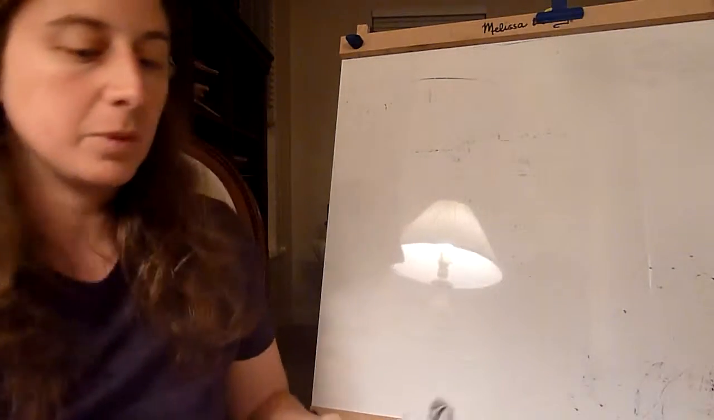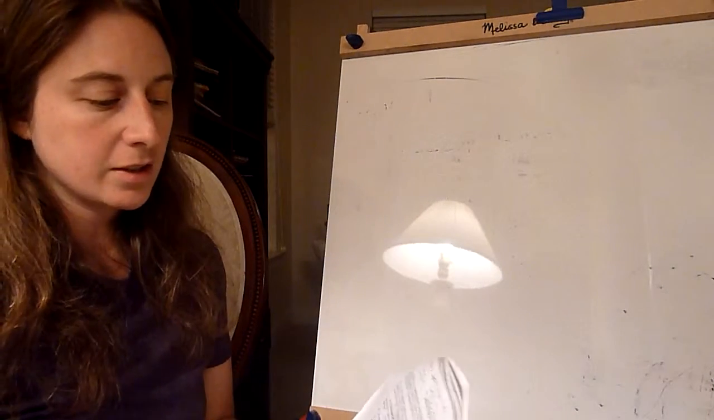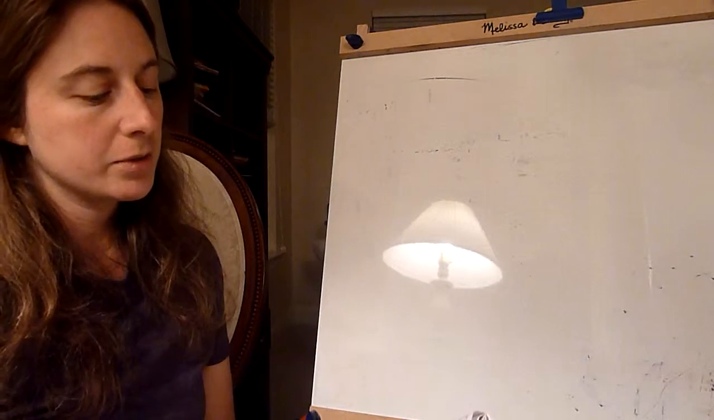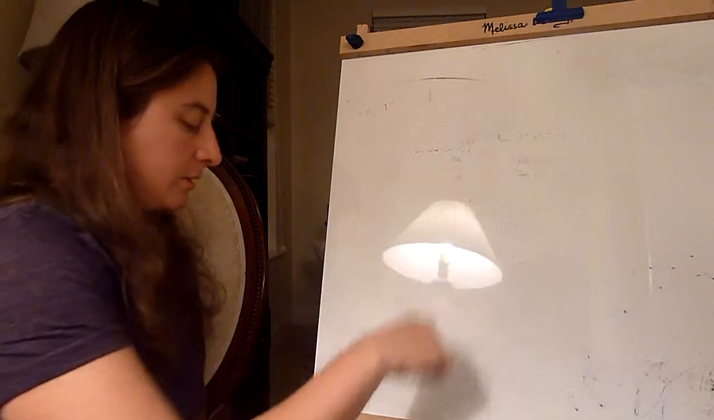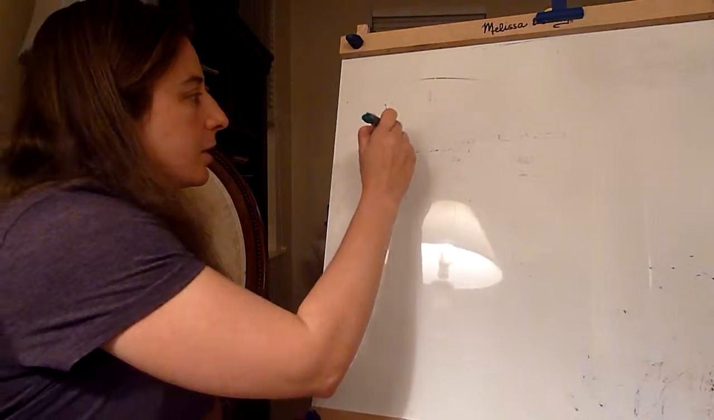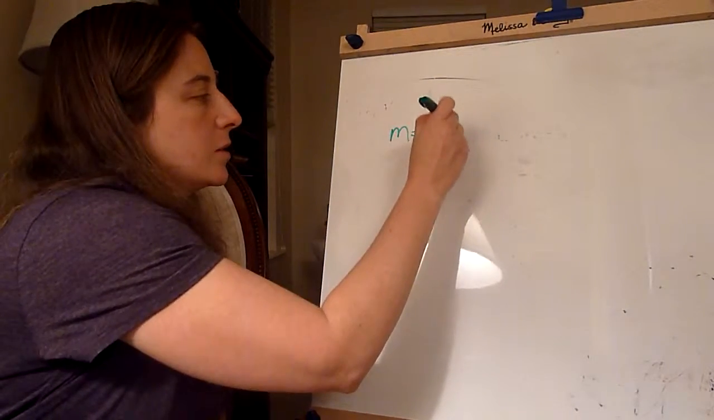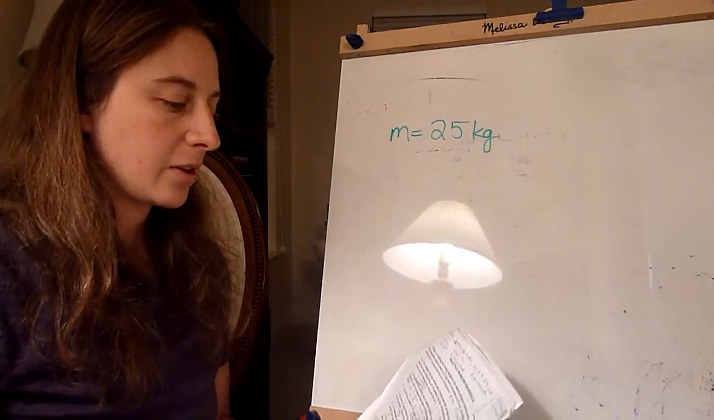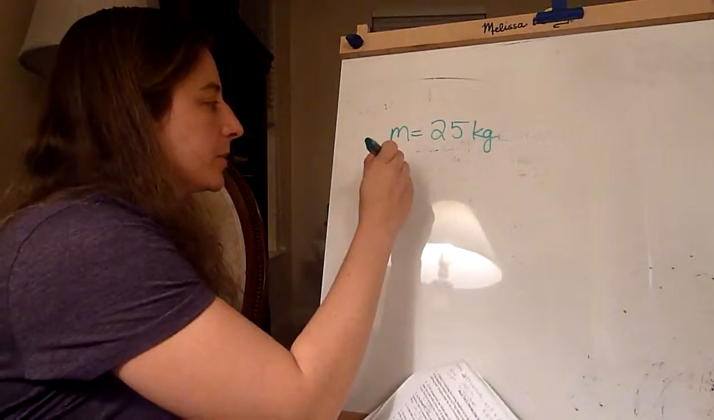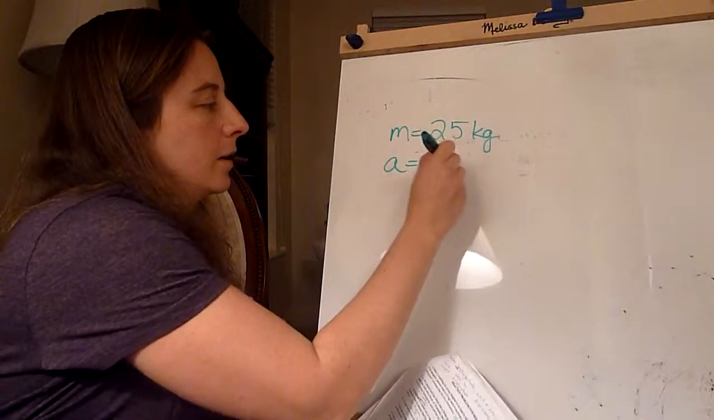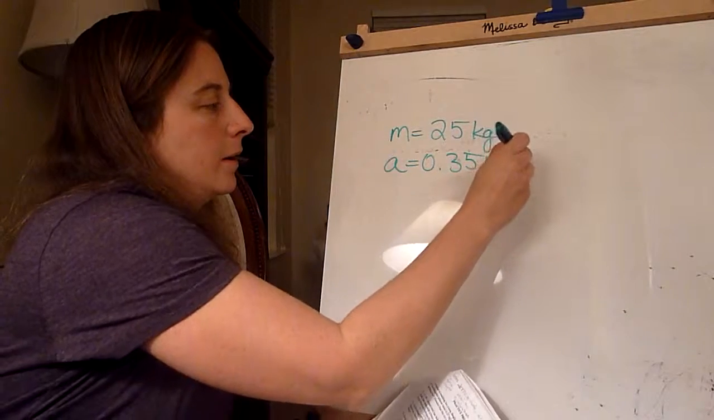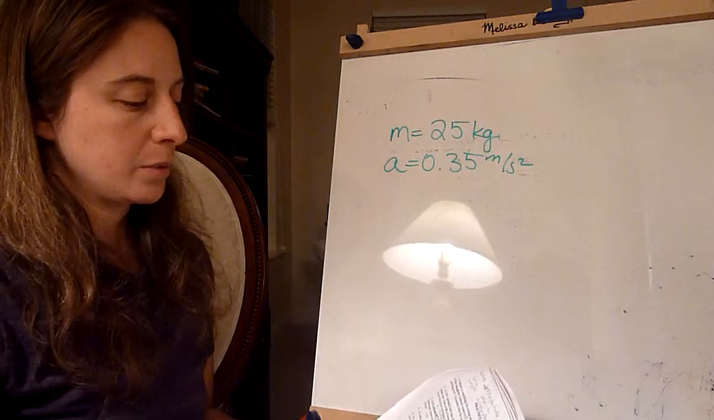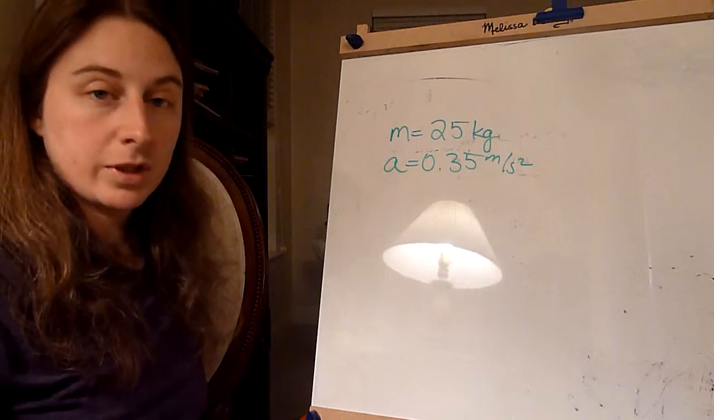So practice problem number 1. A father is teaching his young daughter to ice skate by pulling her across the ice with a short rope. If the daughter, whose mass is 25 kilograms, starts to accelerate at 0.35 meters per second squared, what is the force that her father is using to pull her? Assume that the ice is frictionless. So I write down what I know. Mass is 25 kilograms.